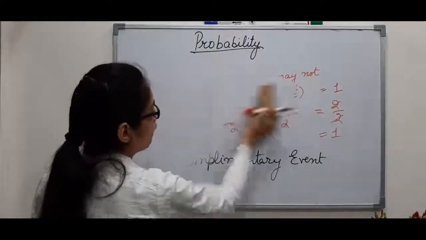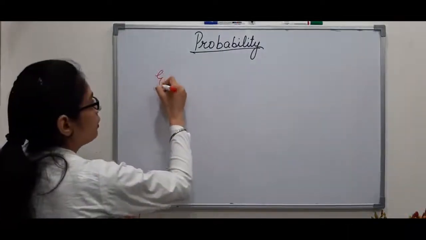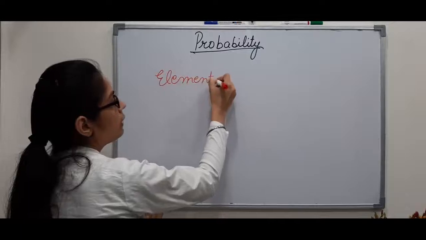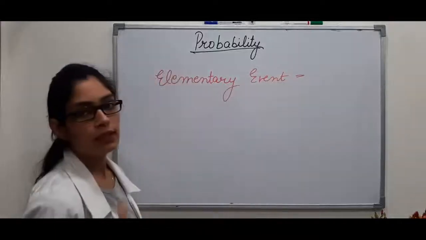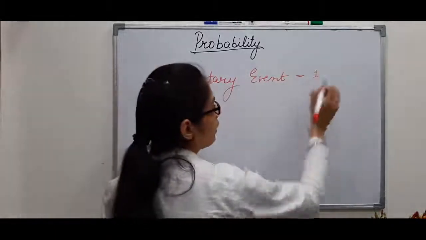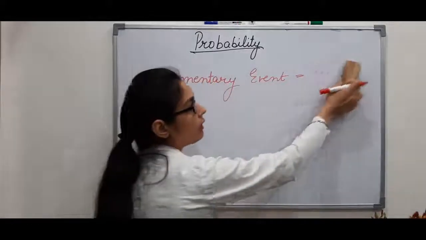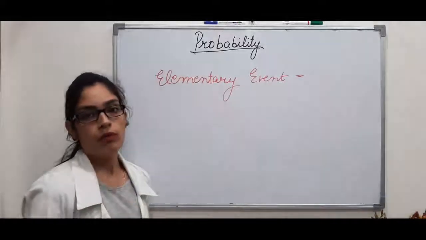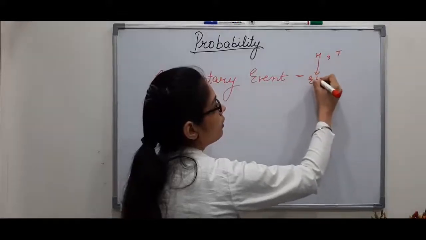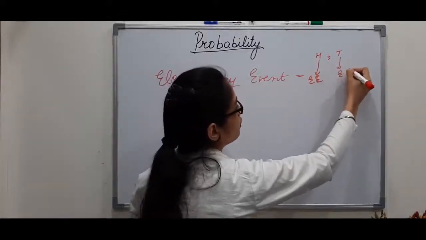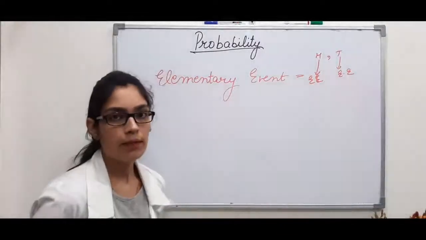Now we will quickly revise all these terms which we have discussed just now. First was an elementary event. Elementary events, in simple language, are your single outcomes, like it may rain today or it may not rain today. Those are the elementary events. Or we have taken the example of head and tail. Getting head is an elementary event, and getting tail also is an elementary event. So one single outcome is referred to as an elementary event.